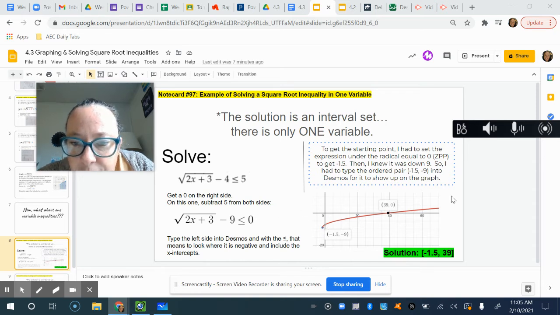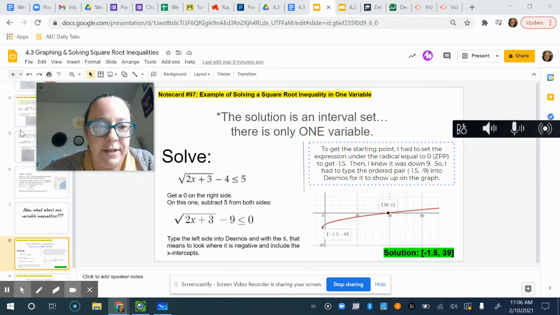And so if we've got the graph and we're looking where it's less than or equal to 0, that means negative and including the x-intercepts. It starts at negative 1.5. Guys, we would put a bracket because negative 1.5's y value is negative. So it's negative. So the bracket's included all the way up to the 39. I would include the 39 because we have the equal to here. So pause me and finish up note card 97.